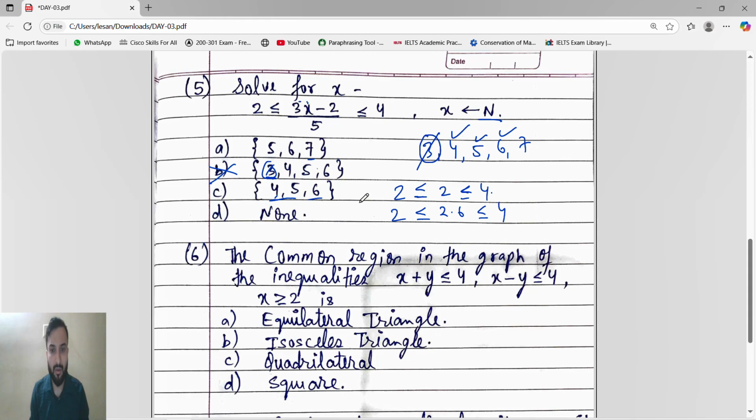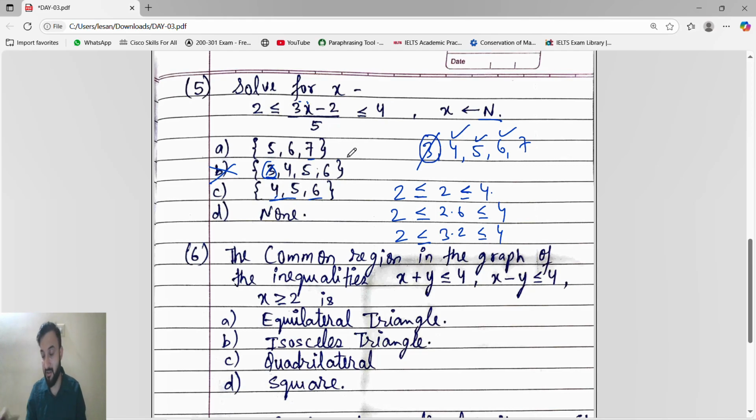For 6: 2 is less than or equal to, 6 times 3 is 18, 18 minus 2 is 16, 16 divided by 5 is 3.2. And then the upper limit is 4. 4 is greater than 3.2 and 3.2 is greater than 2. So it is also satisfying 6.